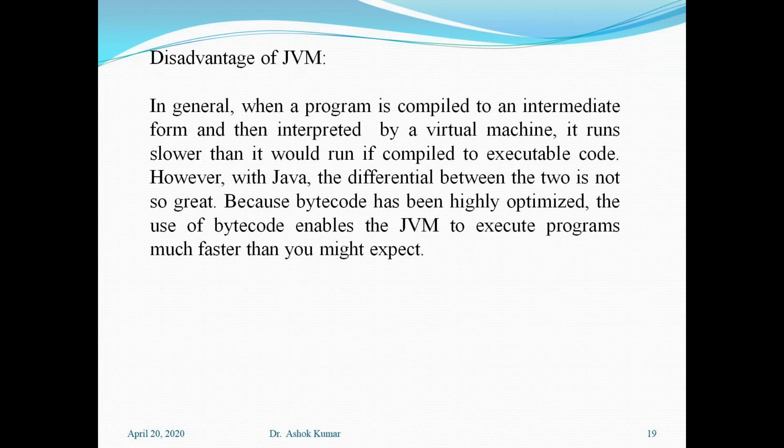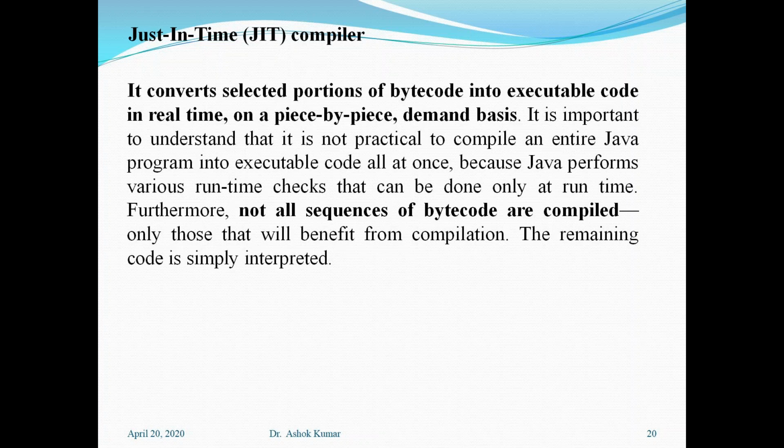So this is the brief introduction about JIT. The main aim of a compiler, you all know, is to convert a high-level language to its equivalent machine language program. Here, the just-in-time compiler will convert a selected portion of the bytecode into executable code in real time. In real time means when your program is executing, at that time JIT will convert some portion of the bytecode into its equivalent executable code. How this is decided, again, we will discuss in the coming classes.